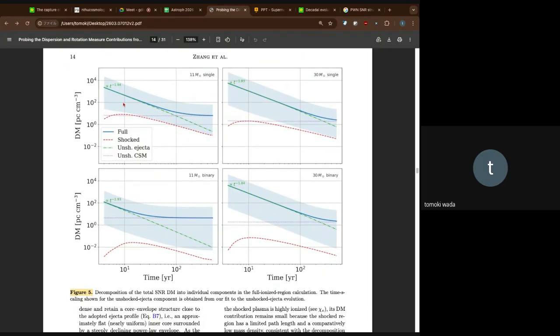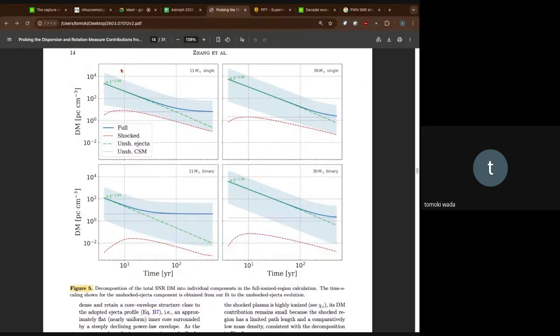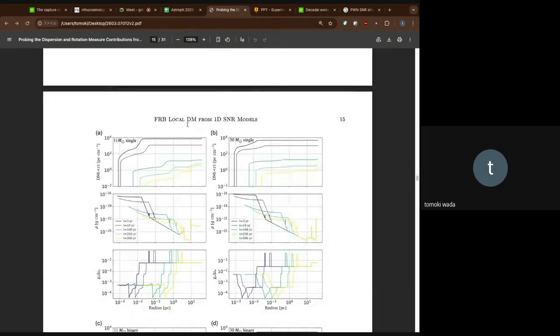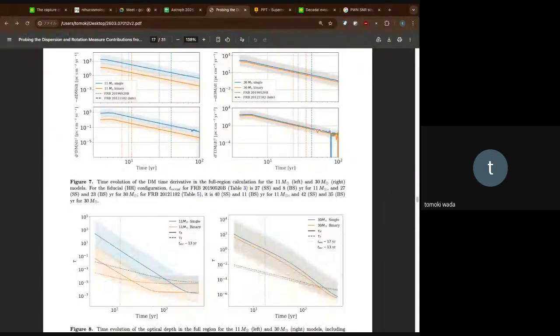An important point is that first, the unshocked ejecta contributes to the dispersion measure significantly, and later it becomes flat because the unshocked circumstellar material becomes significant to the dispersion measure. They also evaluate the slope of this curve, which is about t to the minus 2. And this slope is independent of initial conditions.